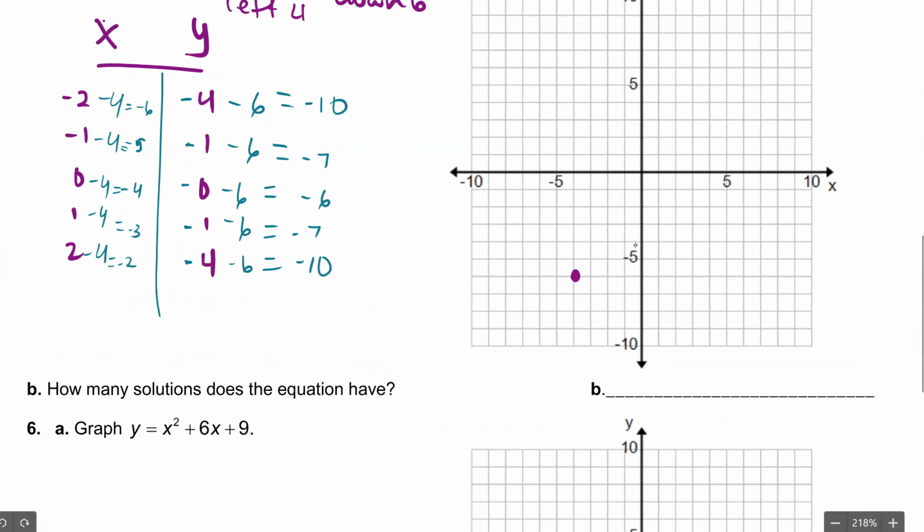Okay, let's graph it. -6, comma -10. -5, -7. This is my graph. Wait, is it facing down? Yes. Is it going through my vertex? Yes. How many solutions? 0. None, because it's not touching the x-axis at all. There's no solution.